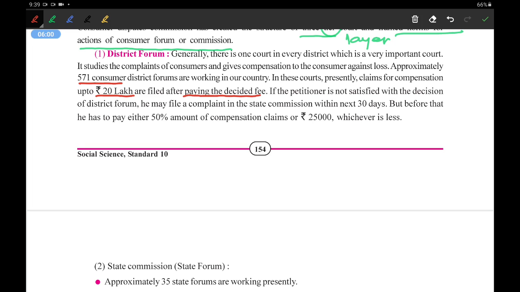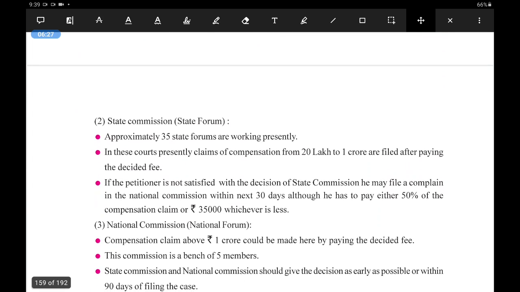If the petitioner is not satisfied with the decision of the district forum, he may file a complaint in the state commission within 30 days. But before that, he has to pay either 50% of the compensation claimed or 25,000, whichever is less. Then he can go to the state level.